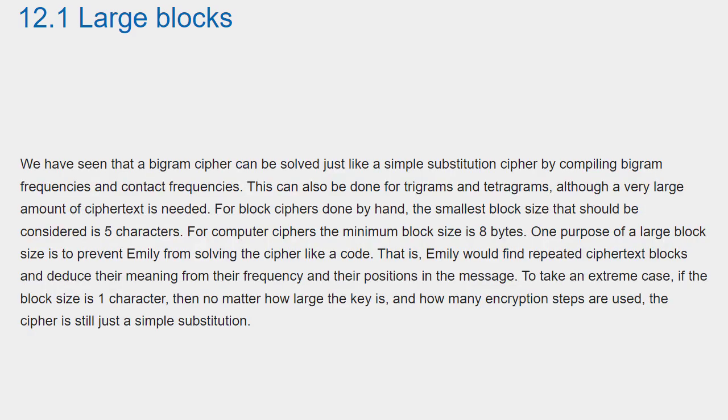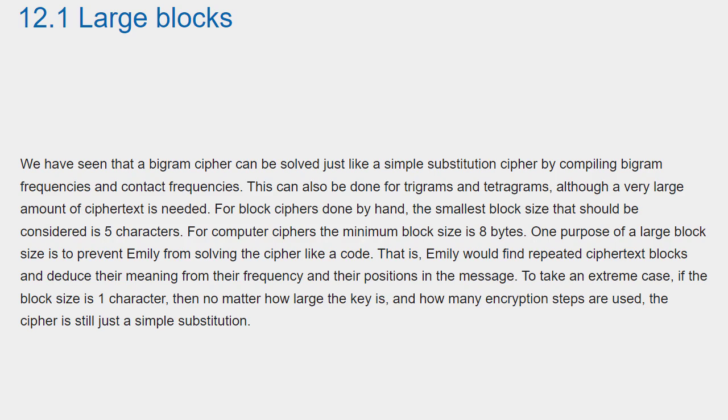Section 12.1. Large blocks. We have seen that a bigram cipher can be solved just like a simple substitution cipher by compiling bigram frequencies and contact frequencies. This can also be done for trigrams and tetragrams, although a very large amount of ciphertext is needed. For block ciphers done by hand, the smallest block size that should be considered is 5 characters. For computer ciphers, the minimum block size is 8 bytes.